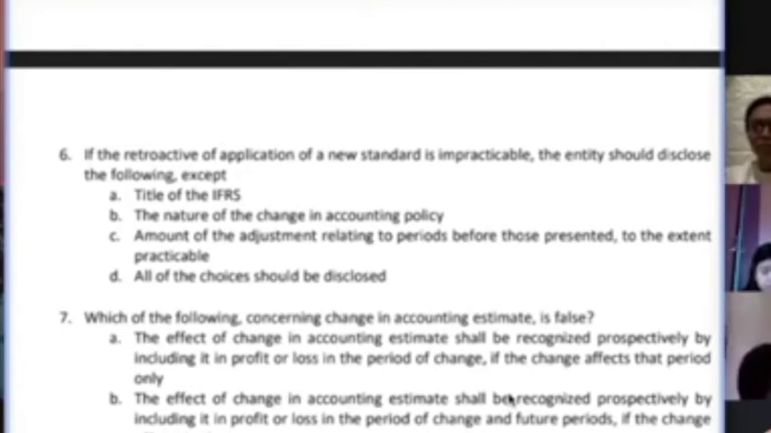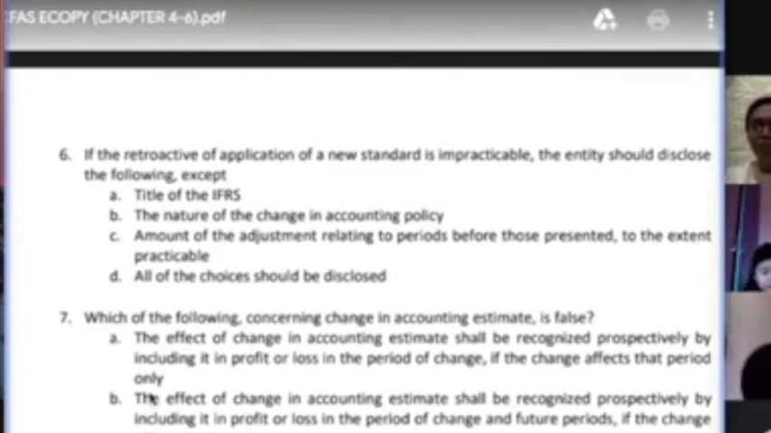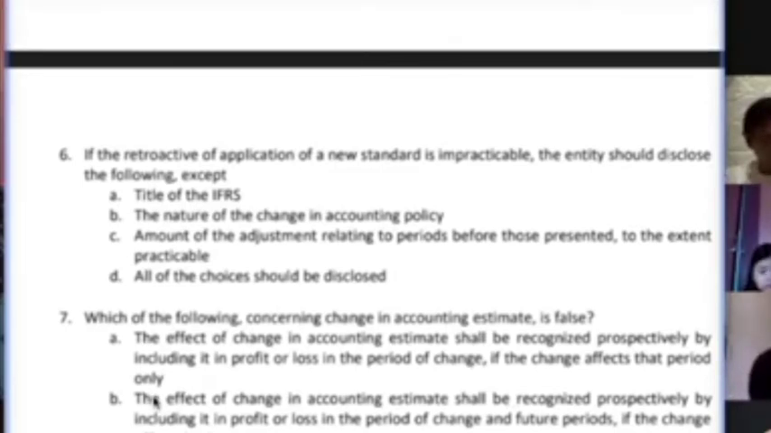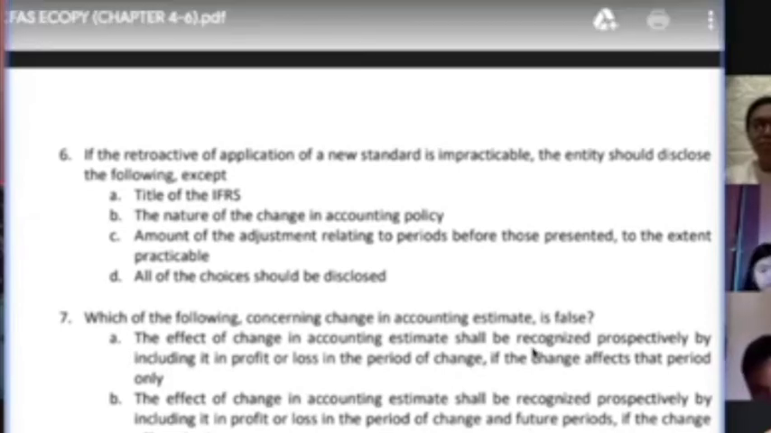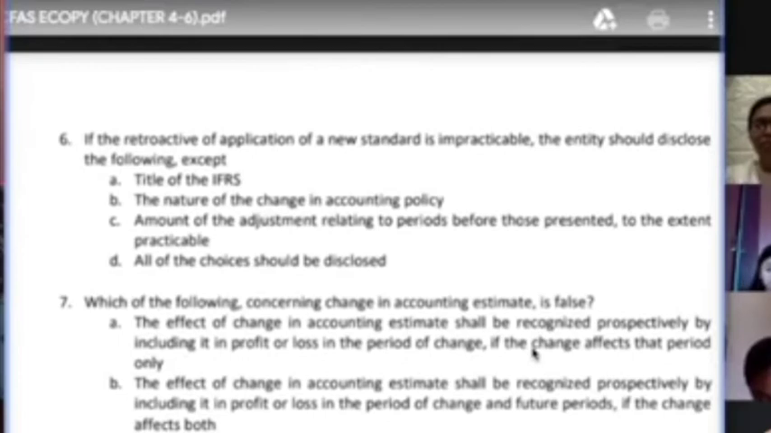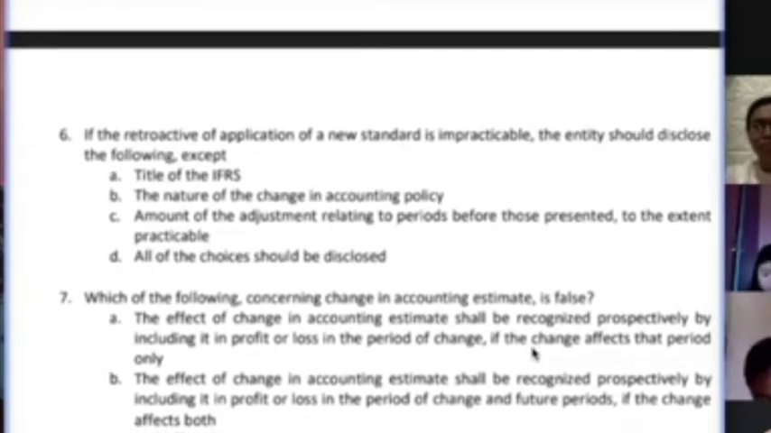Never go back. Is it possible for prospective application to be only applied in the current period? Yes, if only the current period is affected. Again, the common understanding of prospective application is letter B. But my point is, there's another type of prospective application, and it is the one in letter A, in which the change is only applied for one period. It is only applied in the current period. Why is it only applied in the current period? Because it does not have any effects on subsequent periods.